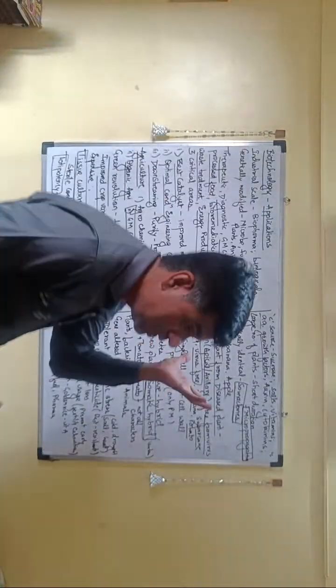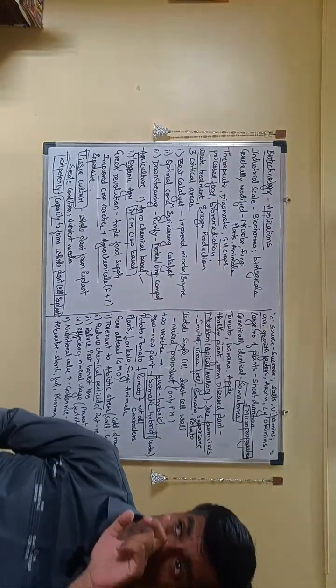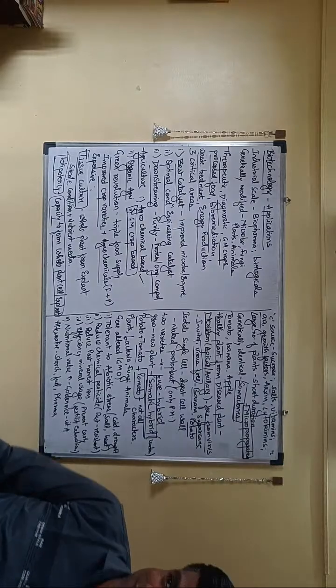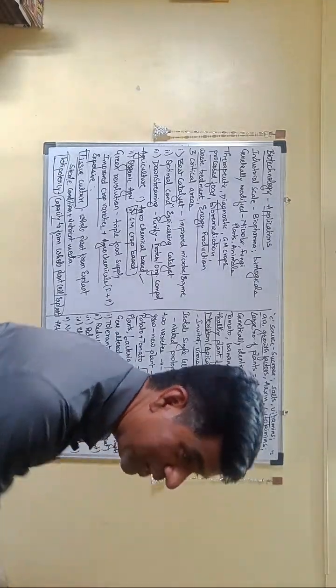Or you can increase the nutritional value. Like the very famous one is golden rice. So you're not going to take the rice and put it in the gold, but you're going to put the gene of vitamin A.